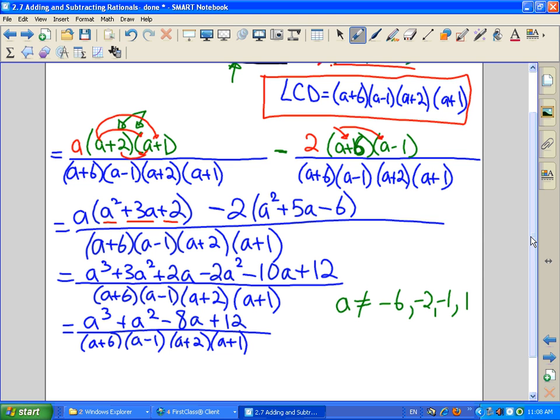Again, we can try that again in our second example here. A times a is a squared. A times negative 1 is negative a. And 6 times a is 6a. So 6a minus 1a is 5a. And then 6 times negative 1 is negative 6.